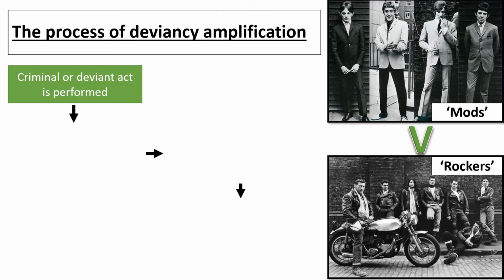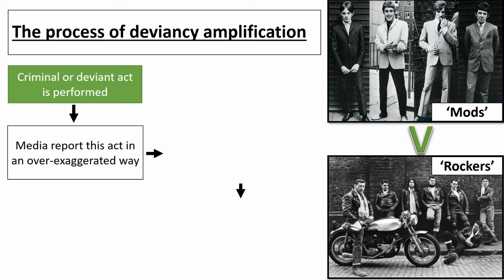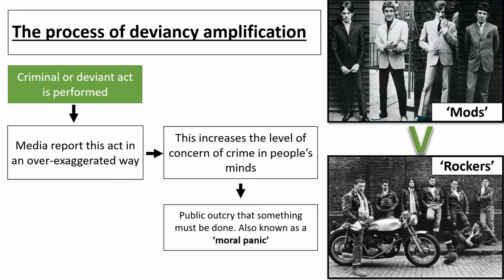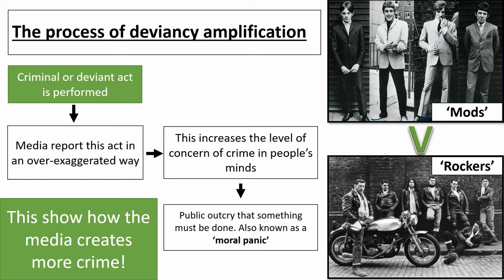So the process of deviancy amplification is as follows, and it's not just linked to mods and rockers. We can say it links to lots and lots of different crimes. Firstly, a criminal or deviant act is performed, and the media will report this, but in an over-exaggerated way. This increases the level of concern about the crime in people's minds, which is known as a moral panic. Once that moral panic occurs, people are really worried about that type of crime. The police will investigate that type of crime more, and obviously they'll find more cases of it. So this shows how the media creates more crime.